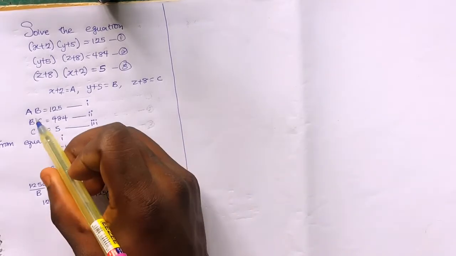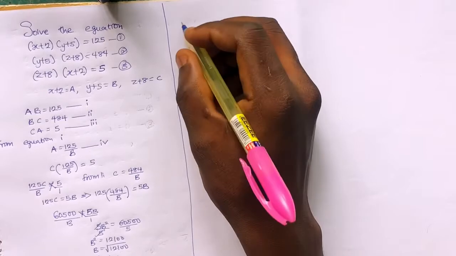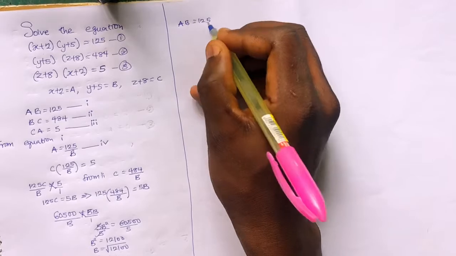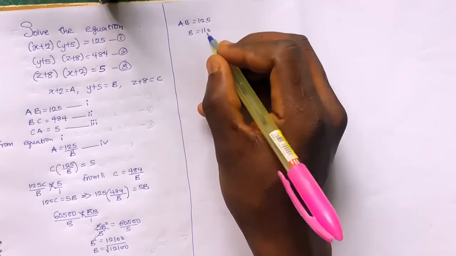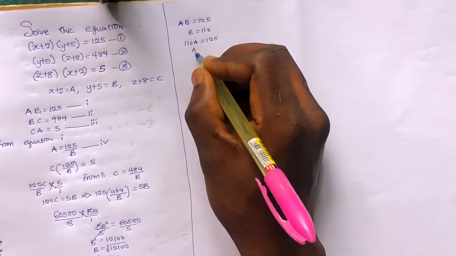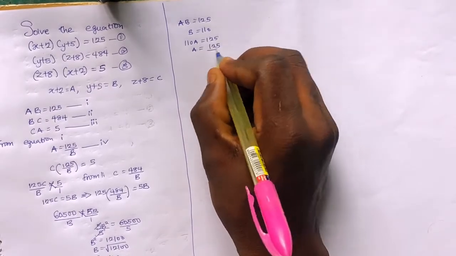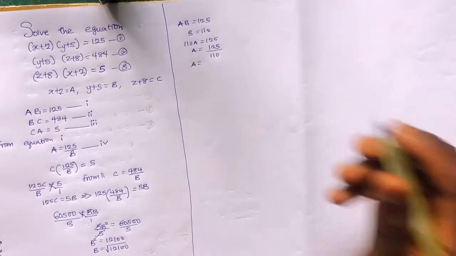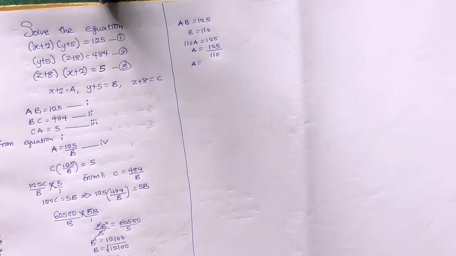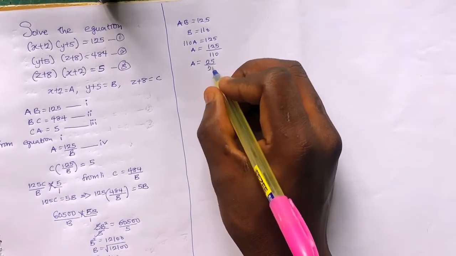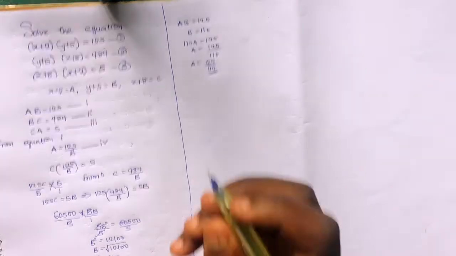But if you look at this, I'm having ab here, right? ab equals 125. But I know that my b equals 110, then I'm having 110a equals 125. So my a equals 125 divided by 110. Can you see that? So my a finally is 125 divided by 110. That should give me 25 over 22. So I'm having 25 over 22 as my a.